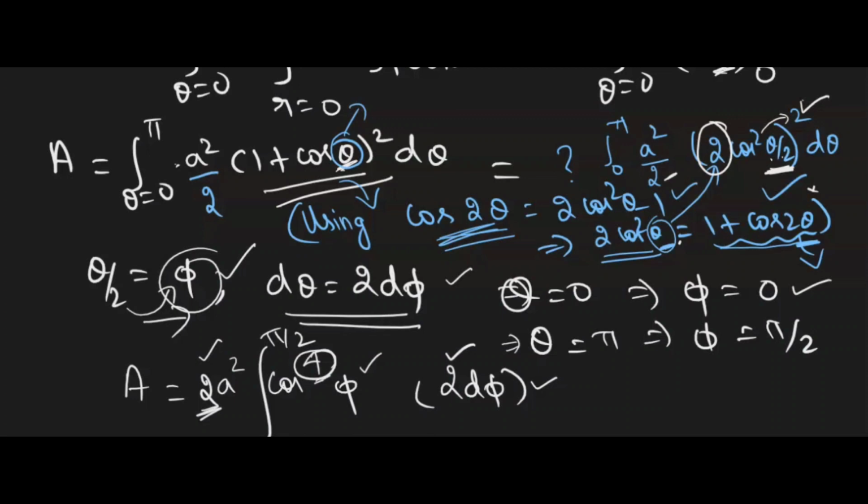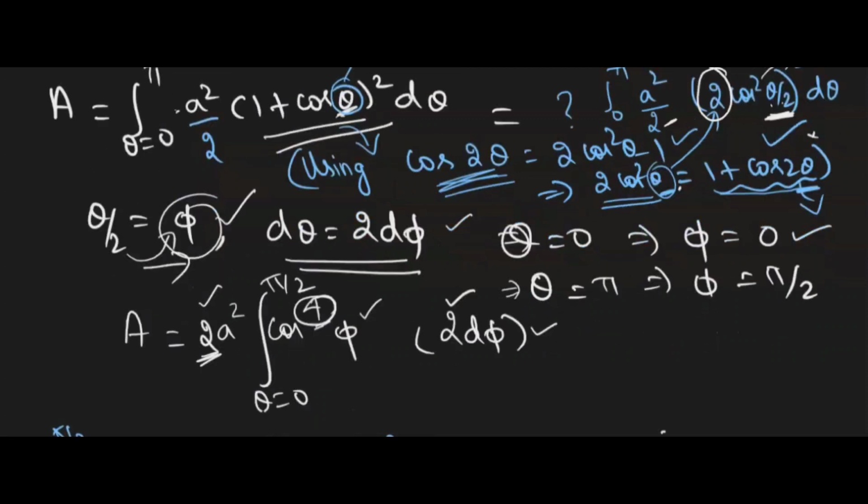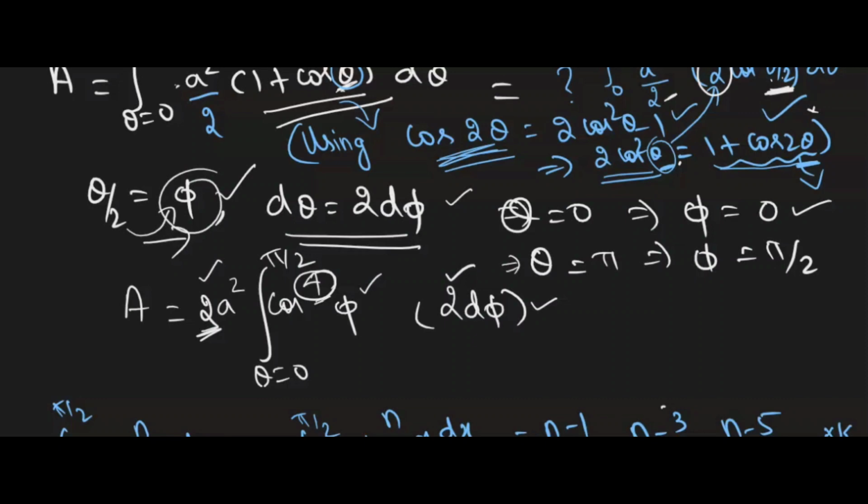So 2, a square is just a constant. Integral 0 to pi by 2, cos power 4 phi. Instead of d theta, what we are writing? 2 into d phi. We have substituted everything. Now here we can use the reduction formula.